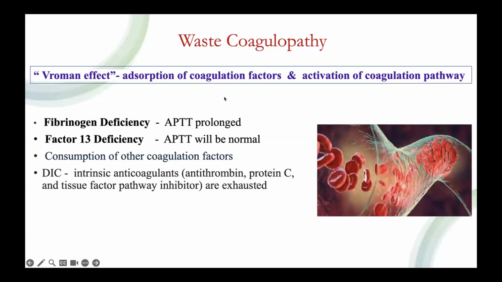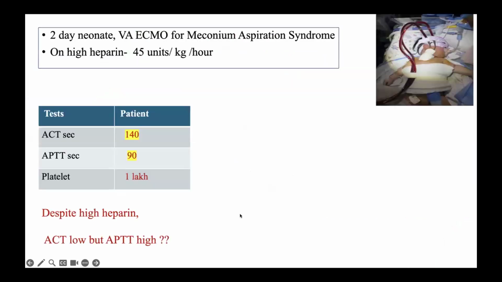Basically, there is absorption of all your coagulation factors and activation of your coagulation pathway. So if there is fibrinogen deficiency, your APTT is prolonged. With factor 13 deficiency, your APTT will be normal. Of course, when your other coagulation factors are deficient, your APTT will also be prolonged. And of course, DIC, where you can also bleed and clot. So this can also contribute to your coagulopathy.